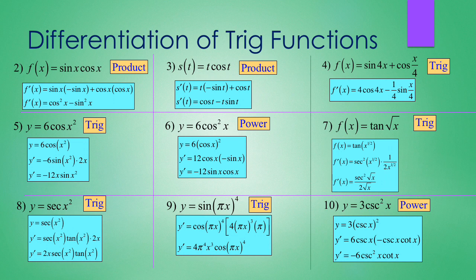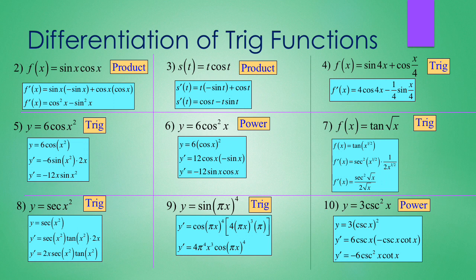Number 8, y equals secant of x squared. First step is the rewrite: secant quantity x squared. The derivative of secant is secant tangent, so we get secant of x squared, tangent of x squared, times the derivative of x squared, which is 2x. Final answer, 2x secant of x squared, tangent of x squared.